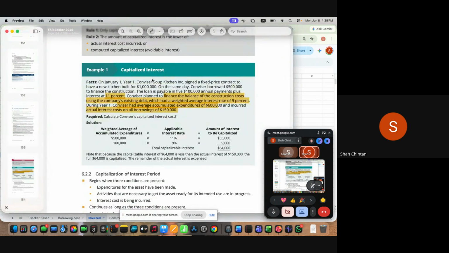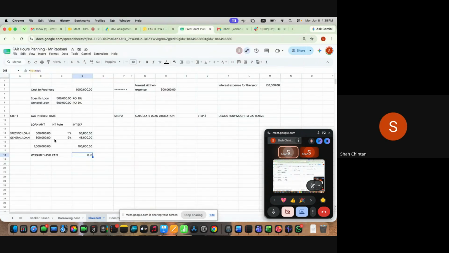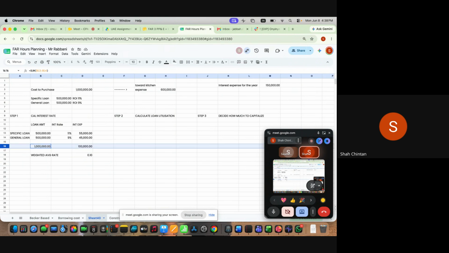Is it clear till here? Yes, no, yes, no. Is the weighted average rate clear? We divided what with what? Total loan amount. 1 million divided by 100,000 or 100,000 divided by 1 million? Tell me first by logic, how will it come? 100,000 divided by 1 million. That is what we did, D divided by B.